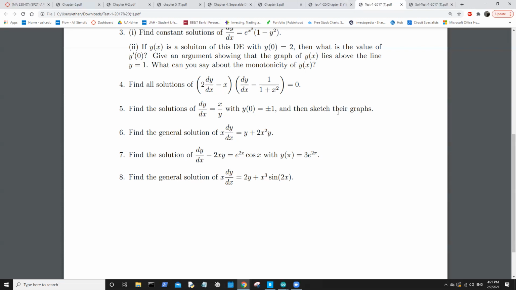So for the IVP, we have y of 0 is equal to plus or minus 1. So we have two solution curves here. We have to consider both sides. So we do 1 and -1 is equal to the square root of c.